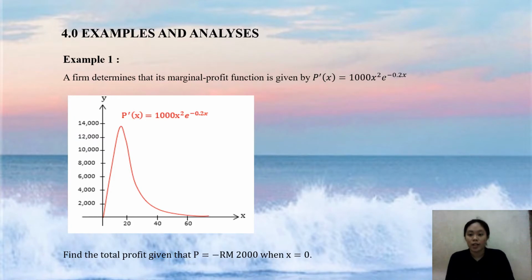My name is Yian Nie, matric number 271316. I'm going to present 4.0 example and analysis. Example 1. A firm determines that its marginal profit function is given by P prime x equals 1000 x squared exponential power of negative 0.2x. Find the total profit given that P equals negative 2000 ringgit Malaysia when x equals 0.